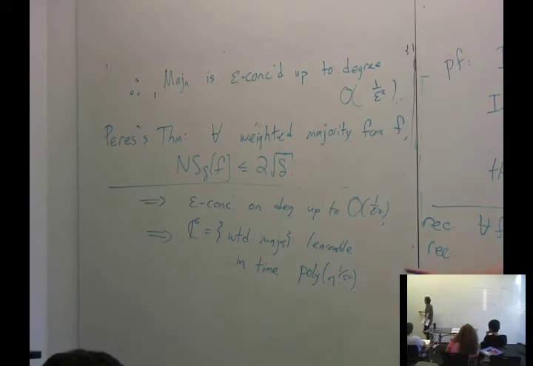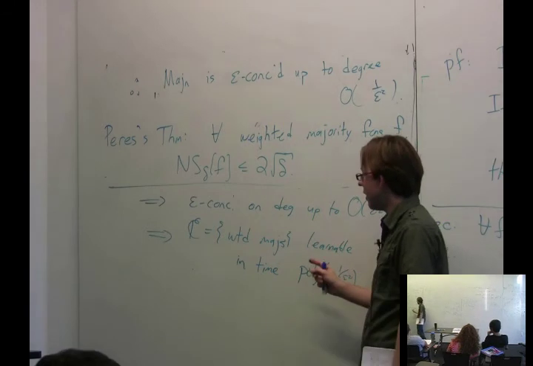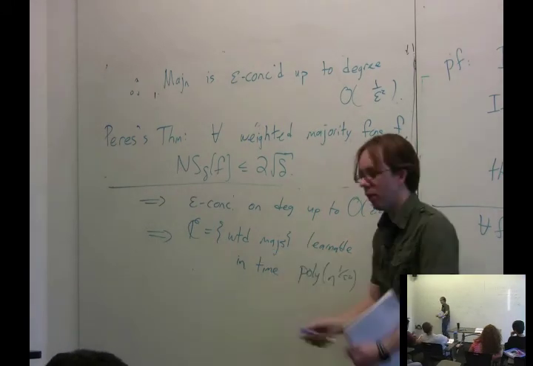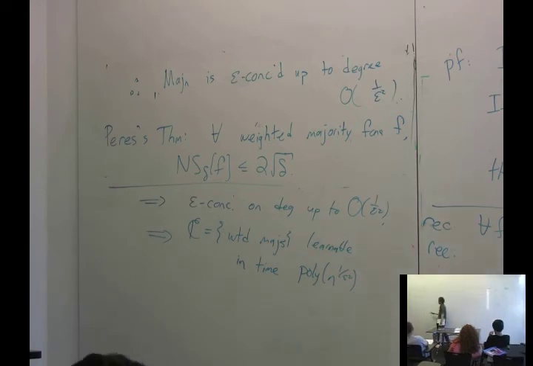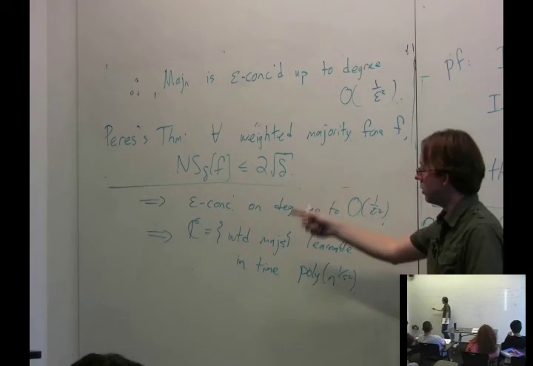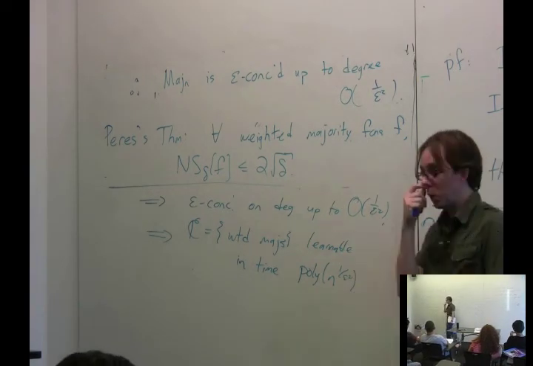Actually, that's not so great, because another algorithm will learn this class, the class of all weighted majorities, just in time polynomial in n and 1 over epsilon. So it's not exponential in epsilon. So this looks kind of bad. But as you'll see on your homework, this is a much more flexible approach to learning weighted majorities.